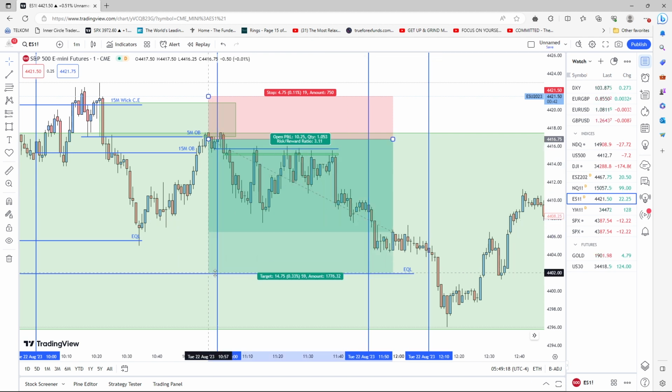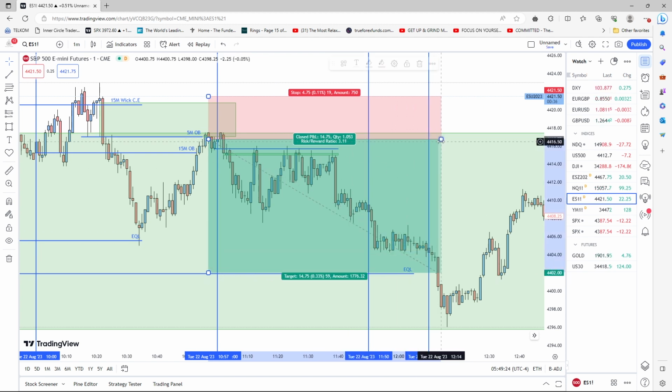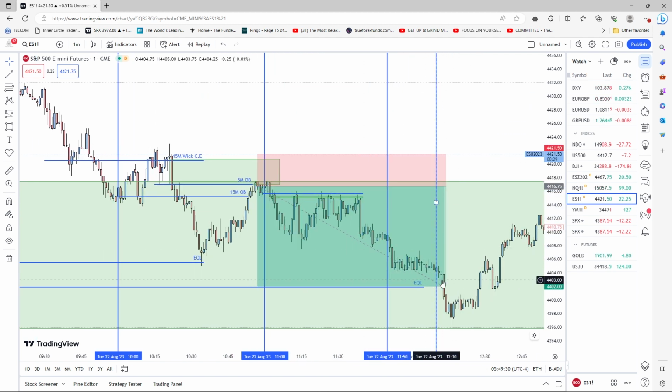and then you would be targeting this equal low, which only got hit after the lunch. It got hit right there.